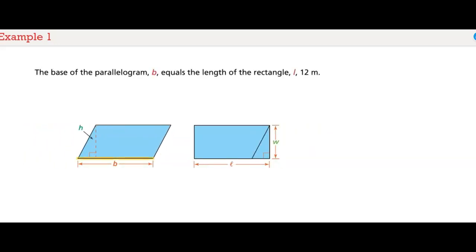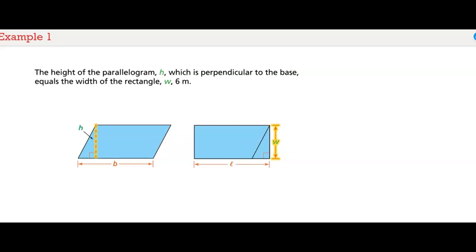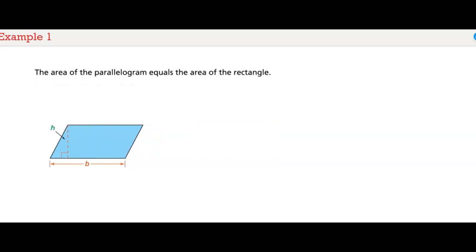The base of the parallelogram, B, equals the length of the rectangle, L, which is 12 meters. The height of the parallelogram, H, which is perpendicular to the base, equals the width of the rectangle, W, which is 6 meters. How do you know that the height of the parallelogram, H, is the same as the width of the rectangle, W? Both the height and width can be represented by the same line segment perpendicular to the base. The area of the parallelogram equals the area of the rectangle.